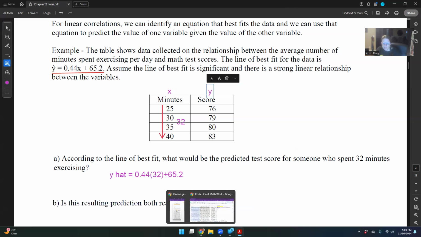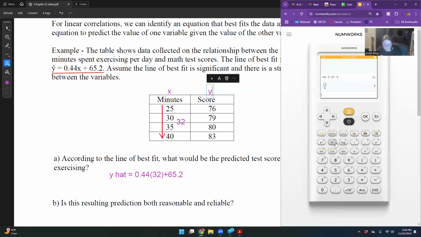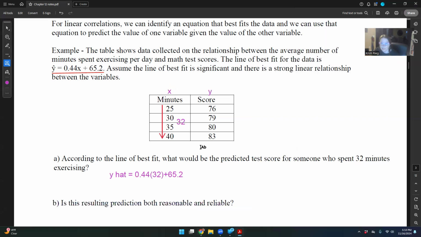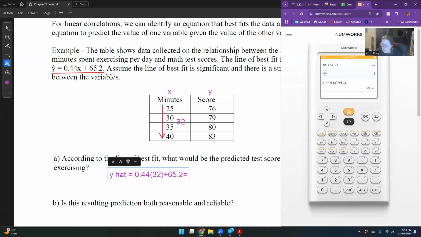We're just doing algebra, or arithmetic on our calculator today. Next video, or one of them soon, we're going to be using the regression features on here. But this is telling us 79.28. I don't see any sort of indicator of rounding, so I will write that down. Again, that was 79.28.